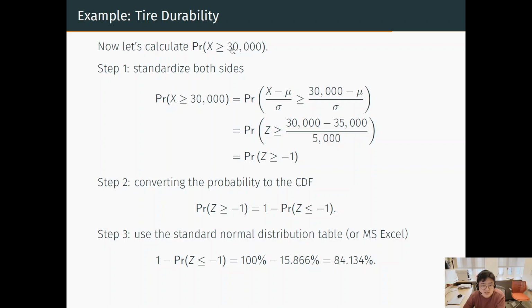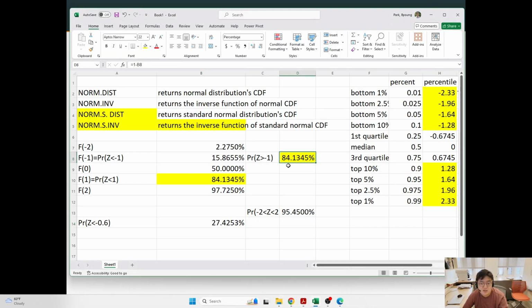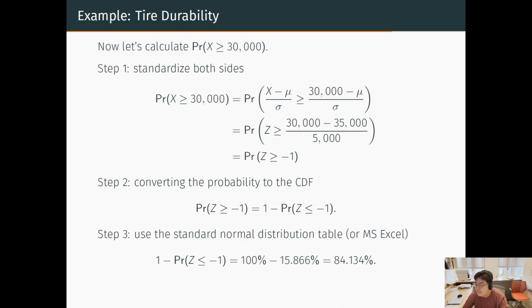In doing so, you have to standardize its counterpart. Then 30,000 will become minus 1 after standardization. And then this is a probability about a standard normal random variable, right? How do you calculate probability greater than minus 1? You convert greater than something into 1 minus smaller than something. That is simple manipulation. And then find this from Excel, normal distribution table. We already did it earlier. So the answer is 84 something, right?